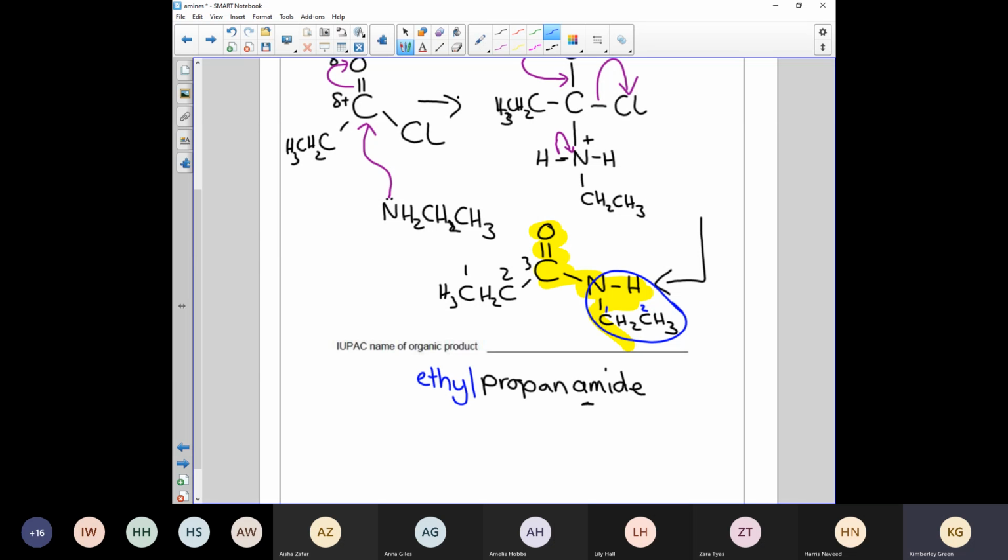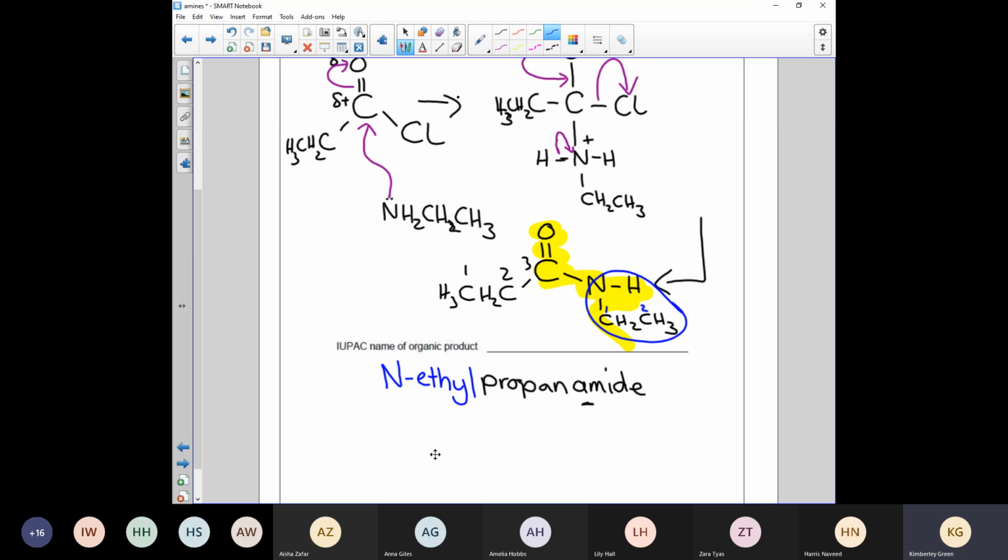We need to make it clear that the ethyl group is attached to the nitrogen, so I just need to put a capital N in front of it. The ethyl group could be attached to the amide chain, so we need to make sure it's clear that it is attached to the nitrogen. The N just in front of the ethyl means it's attached to the nitrogen in this case.